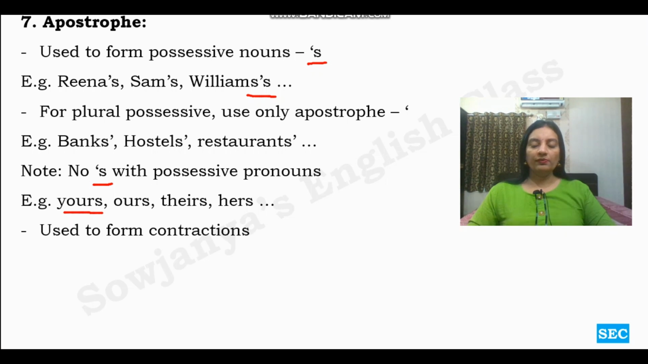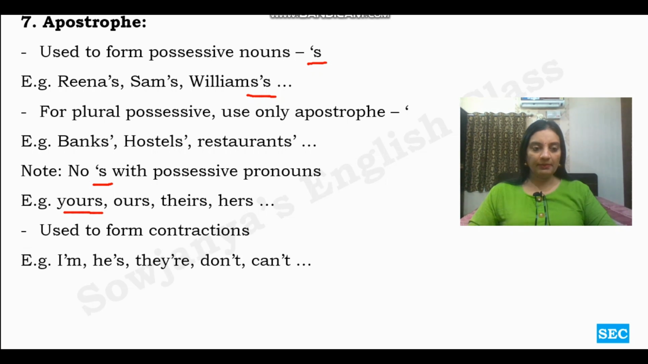It is used to form contractions. Look at the examples. I'm, in the sense I am. Here, A is omitted. What is meant by contraction? Contraction is nothing but omitting a letter and forming a word. For example, I'm. Here, I am. It means I am. He's is he is or he has. Both. There, they're, they are.